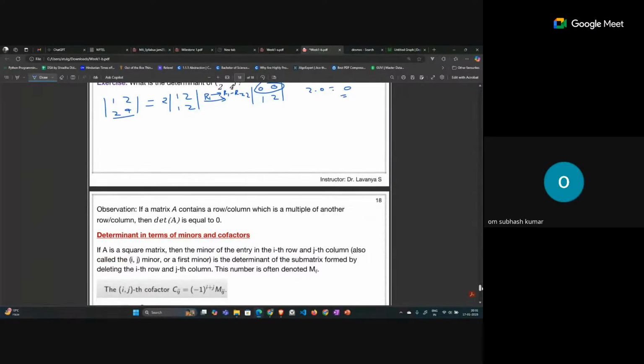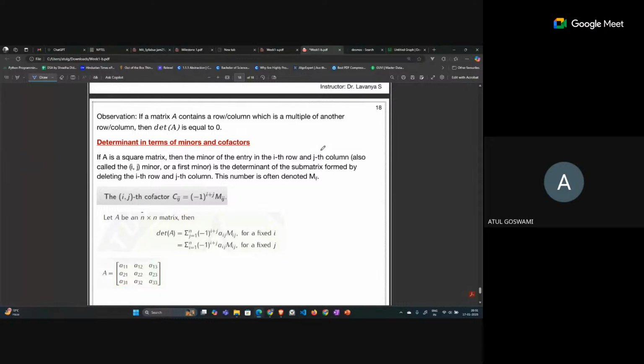So, what is the observation here? If two rows or two columns of a matrix are the same, its determinant will be zero. This is actually the property: if a matrix contains a row or column that is a multiple of another, the determinant is 0. Same means multiplied by 1. If one row is k times the other row, or one column is k times the other column, then the determinant is 0.